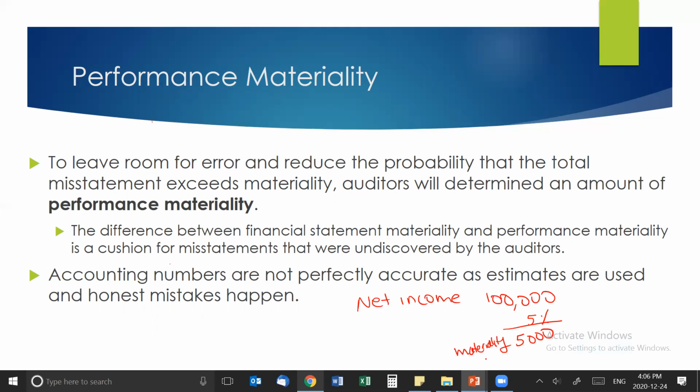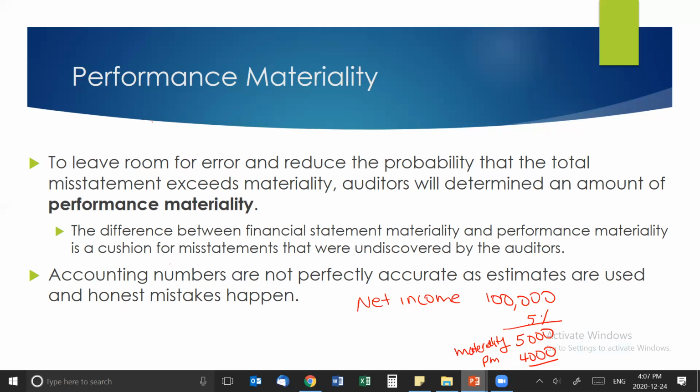Performance materiality is basically a buffer, a cushion for misstatements that might be undiscovered by the auditors. So instead of testing and looking at anything over 5,000, maybe our performance materiality might be like 4,000. So we're going to say, you know what, we're going to look at everything over 4,000 just in case we miss some errors, or just in case a total of a couple of errors would be over our materiality number.